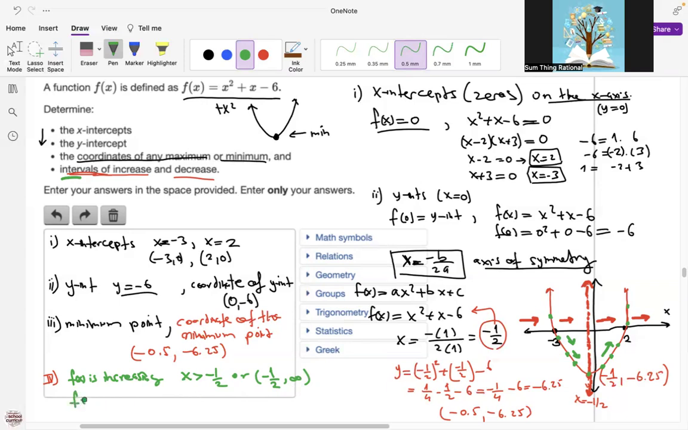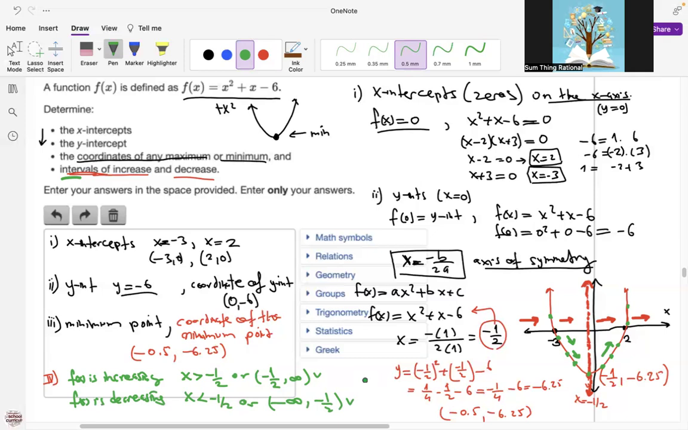So f(x) is decreasing when x is less than −1/2, or you can write it from negative infinity to −1/2. This is the interval I mentioned, where your function is decreasing. In this question, they ask almost everything.